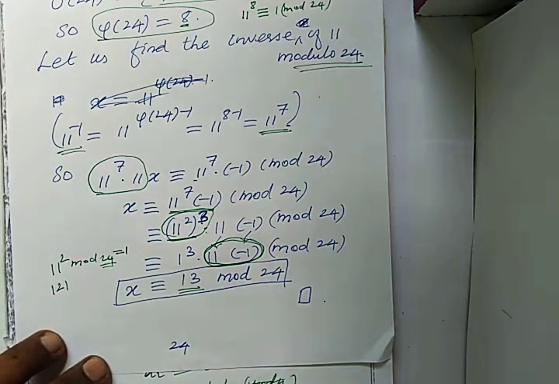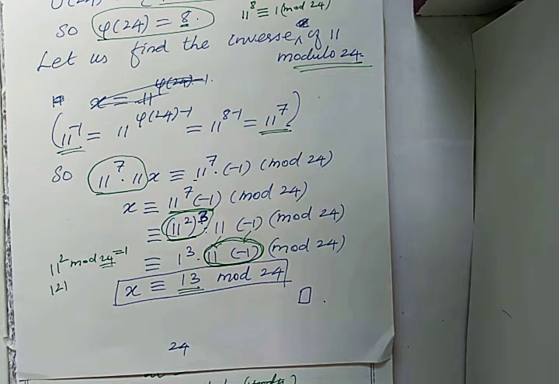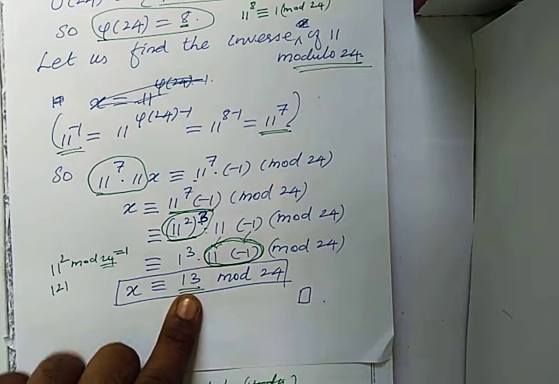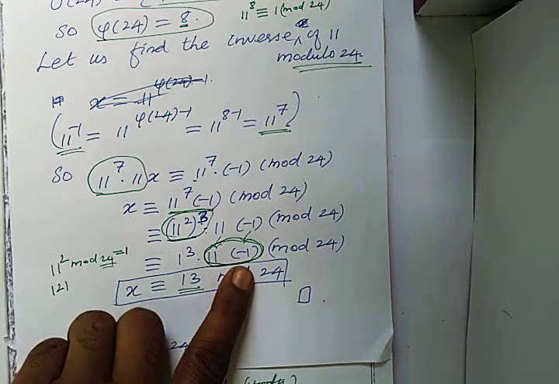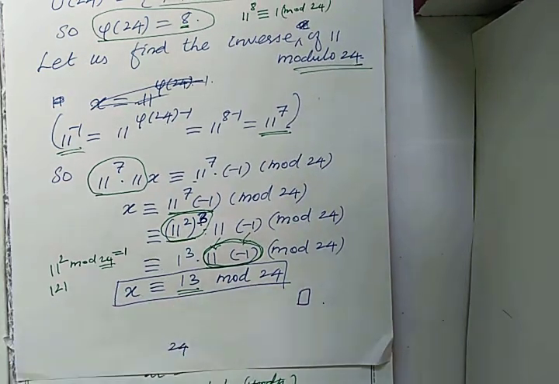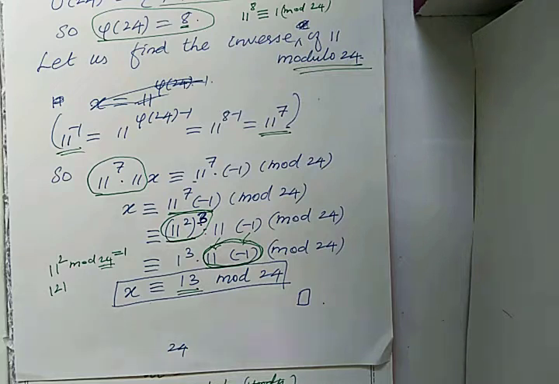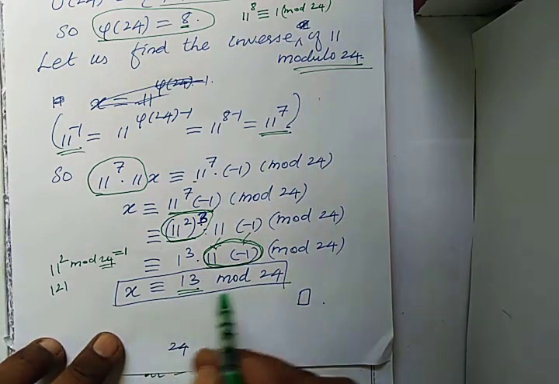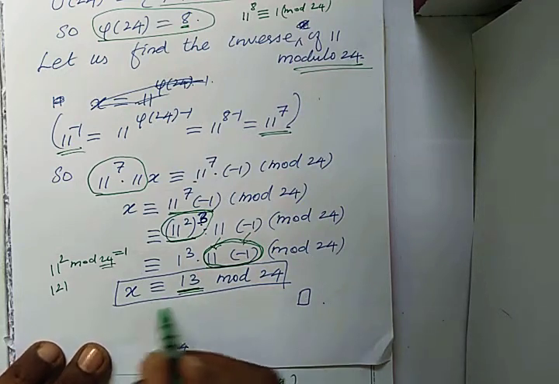Minus 11 means it is 13. Always the remainder has to be a non-negative integer. Whenever the question asks to find the remainder, the answer has to be a non-negative number. If you get minus 11 here, you have to make it positive, so I am just adding 24. We can add, right? So x is congruent to 13 mod 24. 13 is the remainder, so 13 is the solution.